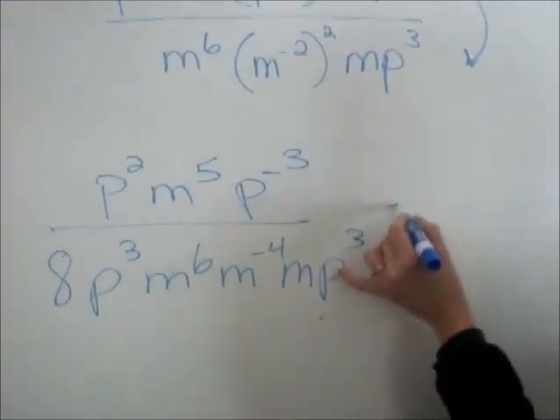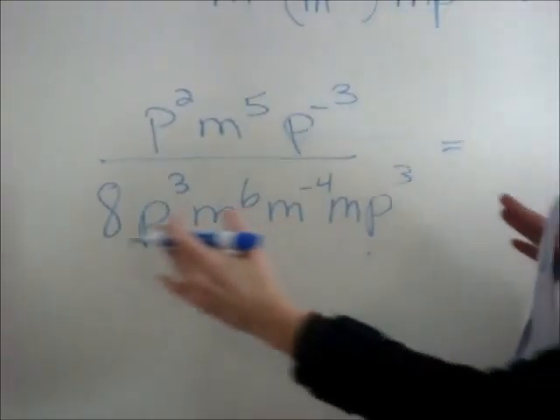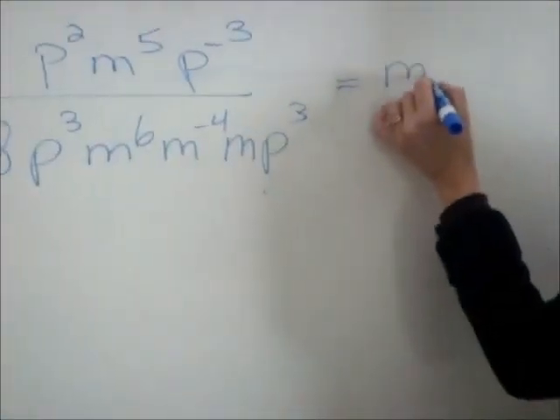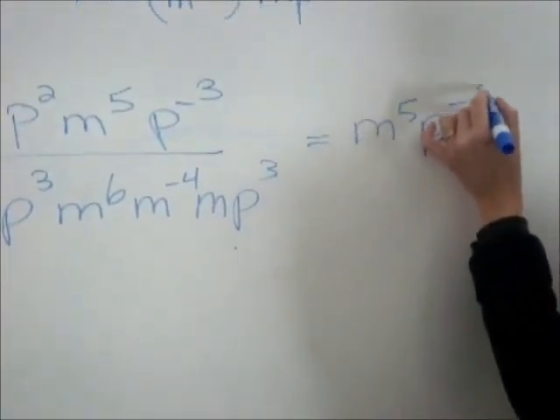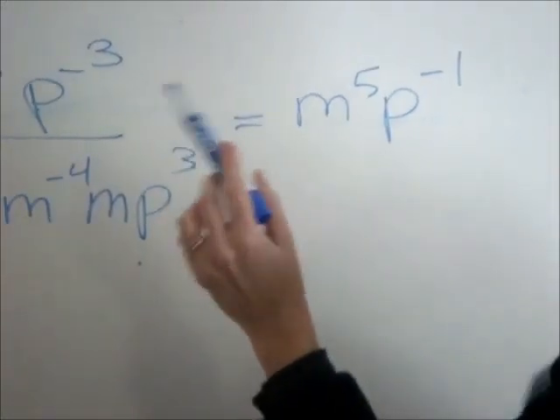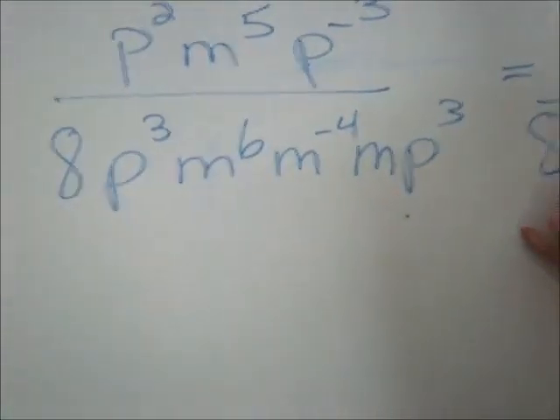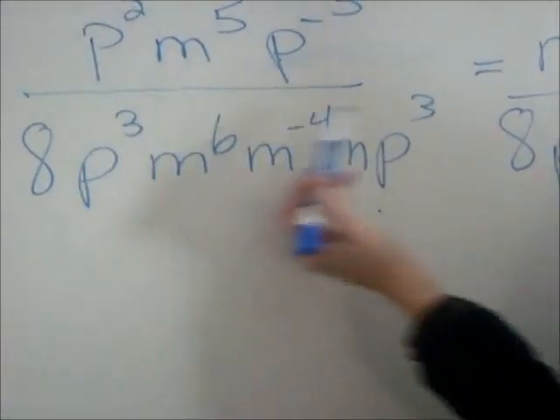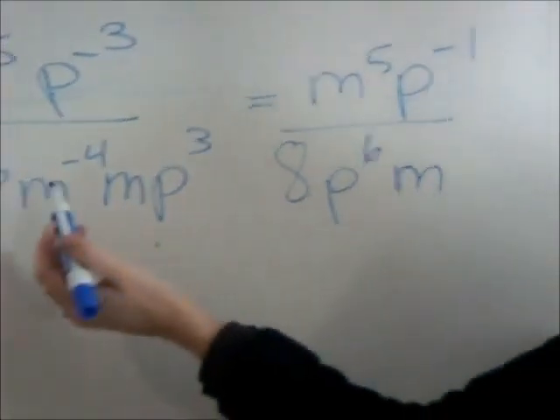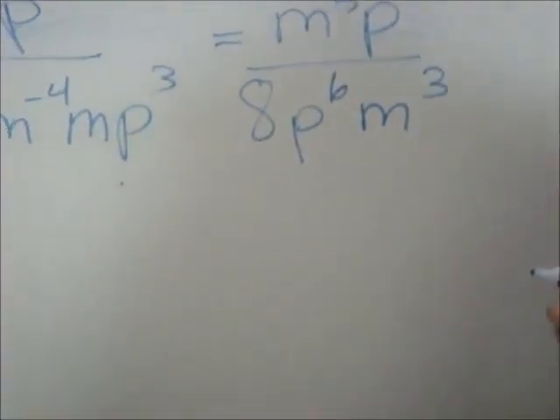Now I'm going to combine everything on the top that you can combine and everything on the bottom that you can combine. When the bases are the same, you add your exponents. So we have m to the 5th, p to the negative 1. Hopefully I didn't forget anything. Then on the bottom, we get 8. Here's our p. We get 3 plus 3 is 6. And the m's, we get 2 plus 1 is 3.